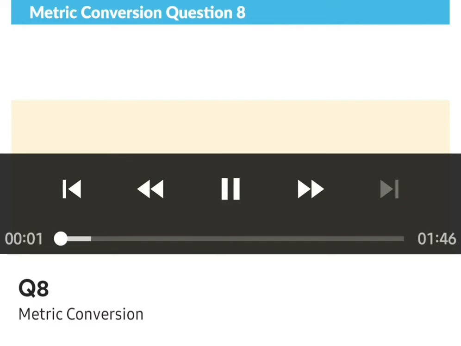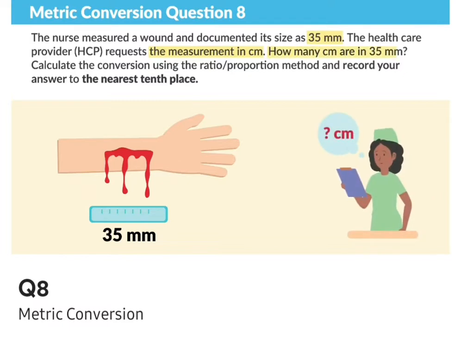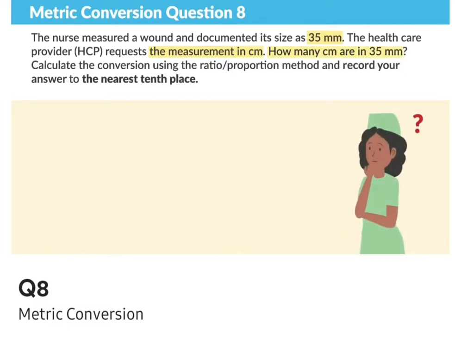Now moving on to the next question. The nurse measured a wound and documented its size as 35 mm, or basically 35 millimeters. The healthcare provider, the HCP, requests that the measurement is in cm, centimeters. So how many centimeters are in 35 millimeters? So we're calculating the conversion using a ratio proportion method and recording the answer to the nearest tenth place.